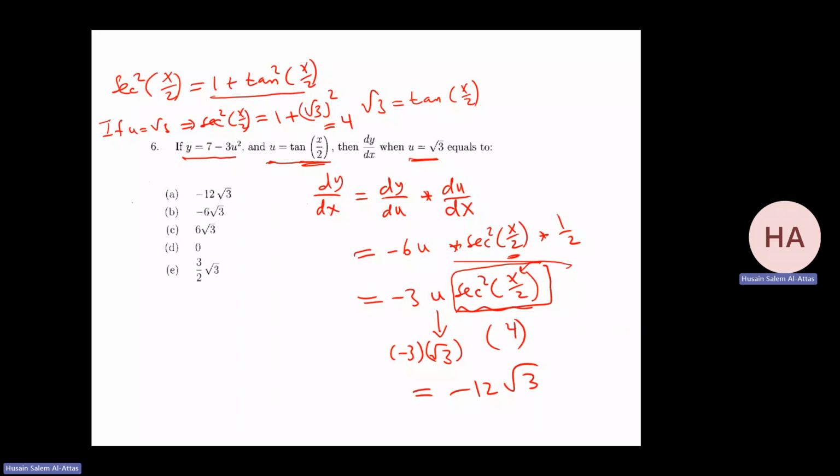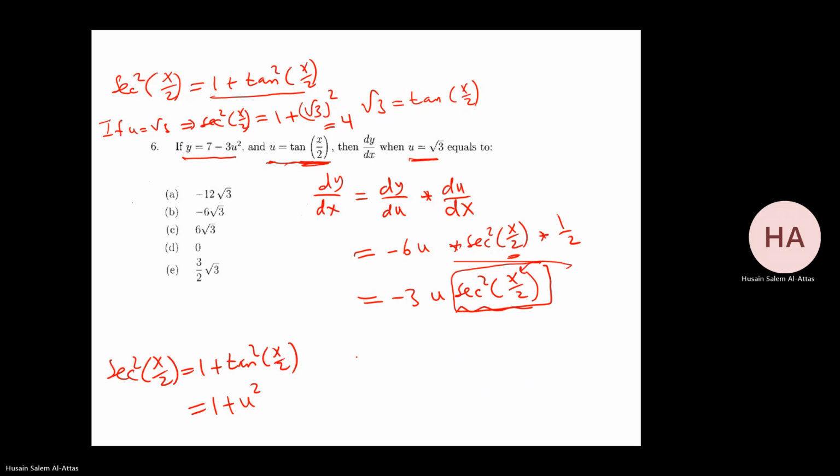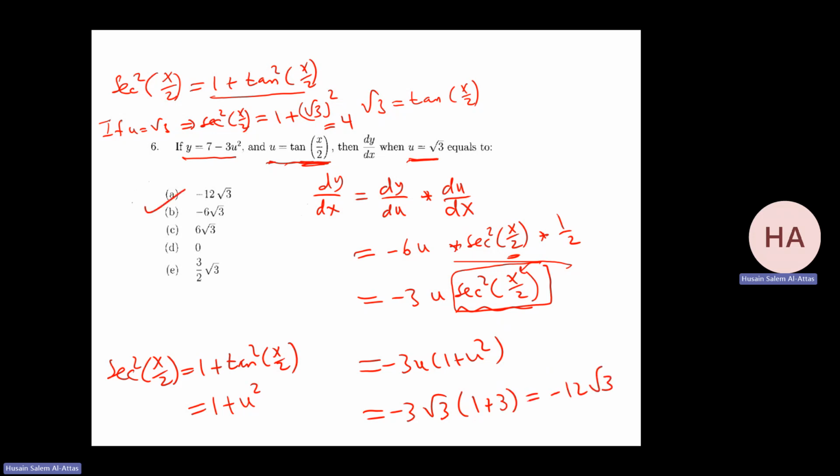And this trick, 1 plus tan squared x over 2 equals secant squared x over 2. Let me do it again. Secant squared x over 2 is 1 plus tan squared x over 2, and tan x over 2 is u. So that will be 1 plus u squared, and I know u equals square root of 3. So I can write this as minus 3u times 1 plus u squared. Everything is now in terms of u, so I substitute u with the square root of 3. That will be minus 3 root 3 times 4, which is minus 12 square root of 3. And that will be my answer.